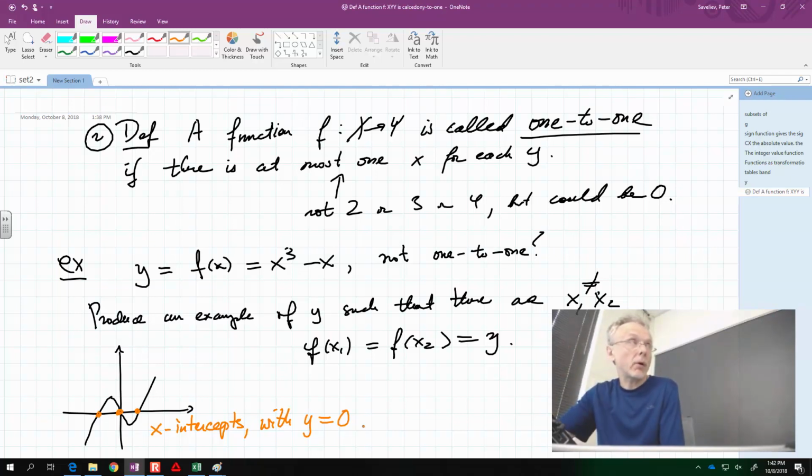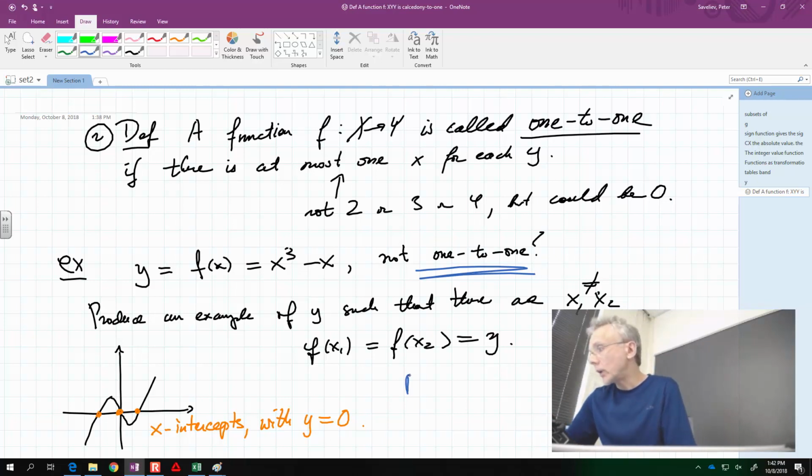Okay, so if we have more than one x-intercept, it means that it's not one-to-one already, right? So it is a horizontal line. The x-axis is a horizontal line that crosses the graph in more than one location. So all we have to do to prove the case here that it is not one-to-one is just point out the x-intercepts.